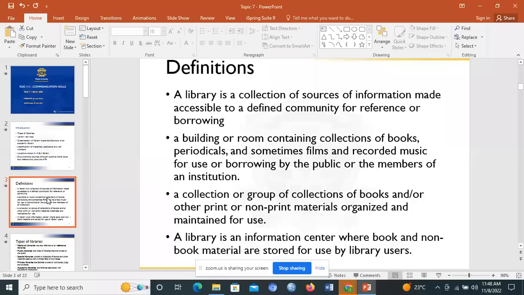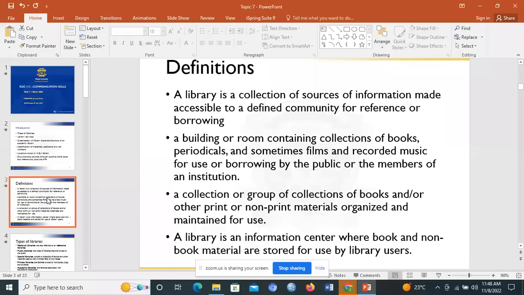These other definitions also seem to say quite close to what we're talking about. Look at definition number 2. It says a library is a building or a room containing a collection of books, periodicals, sometimes films, and recorded music for use or borrowing by the public or the members of an institution. So basically, what these definitions agree on is that a library is a place where there will be a collection of information, a collection of sources of information.